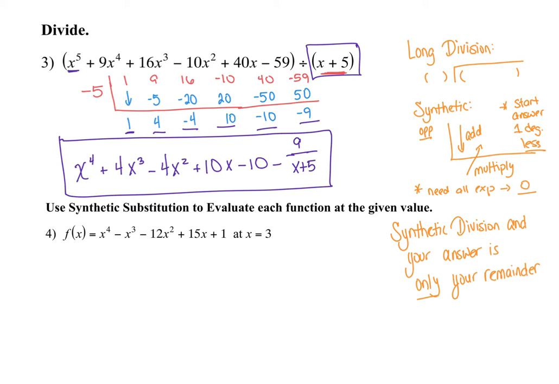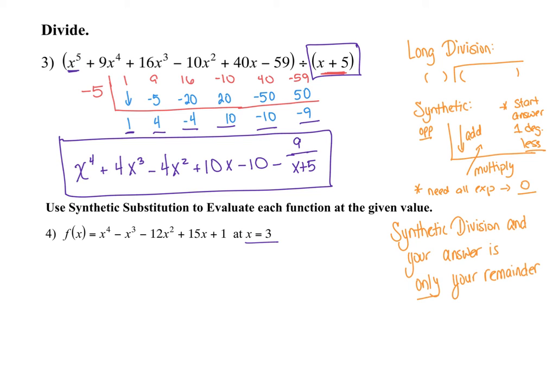So really the only difference between that problem and the description that's used next, where it says synthetic substitution, is you do not negate it. It actually gives exactly what you're going to use, which is that 3. Do not negate it. And your answer is only your remainder. I do not want the entire polynomial. Your answer is your remainder. And you will lose points if you write out that entire polynomial as your answer.